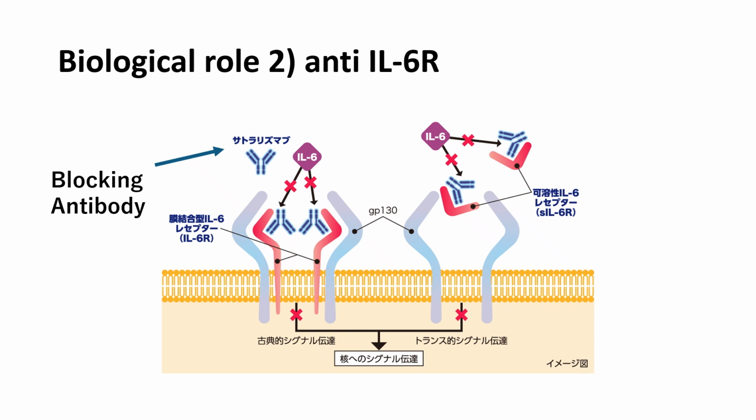IL-6 is a key inflammatory cytokine. It binds to the IL-6 receptor and GP130, forming an active signaling complex. Anti-IL-6 receptor antibodies bind to the IL-6 receptor and prevent IL-6 from binding. As a result, the signaling complex cannot form.